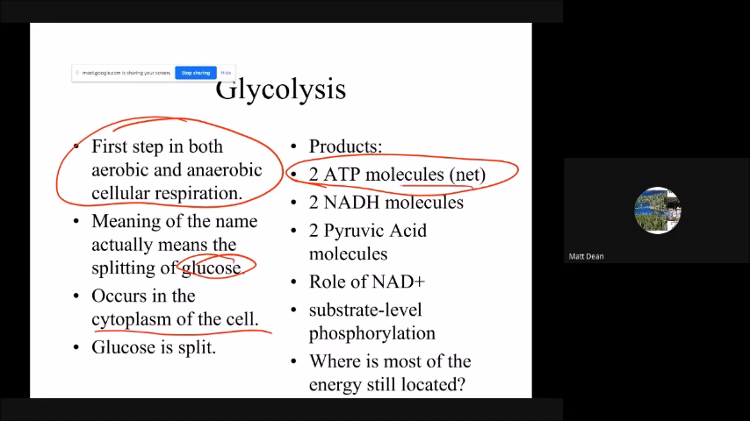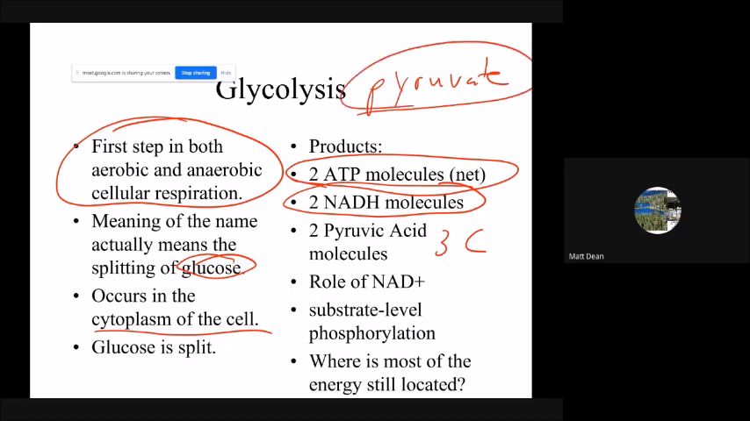Some of the energy from the glucose is also transferred to an electron carrier molecule called NADH. And then what's left of the sugar are 2 3-carbon pieces called pyruvic acids, or sometimes you'll hear those called pyruvate molecules. Most of the energy from the sugar is still in these pyruvate molecules at the end of glycolysis.